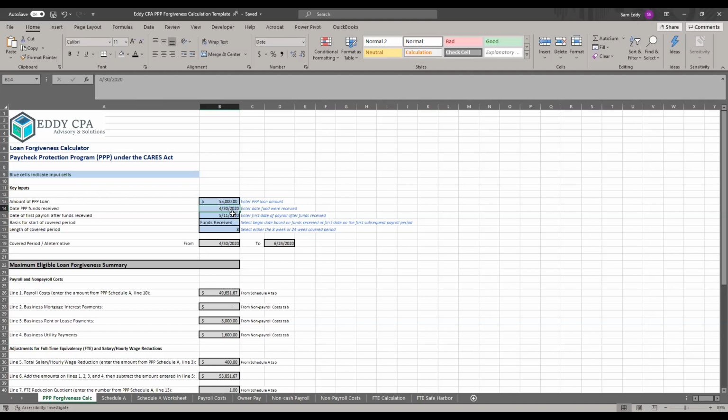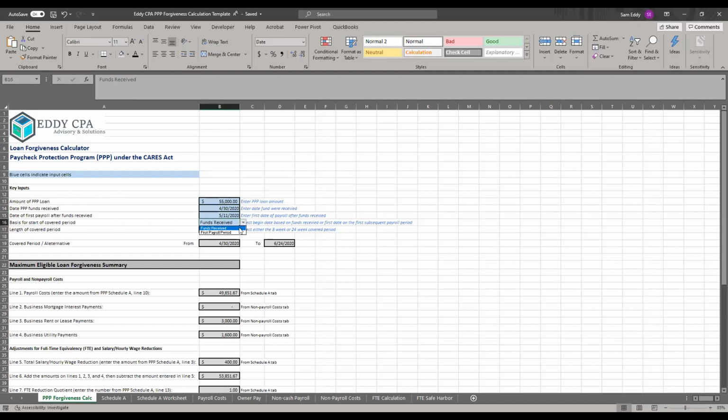received the funding, then also the date of the first date of the payroll after you receive the funds. Now, this date is for the alternative covered period. It is a new period that they introduced in the first loan application, and it is different to using the PPP fund received date. So you are going to select the basis for the covered period.